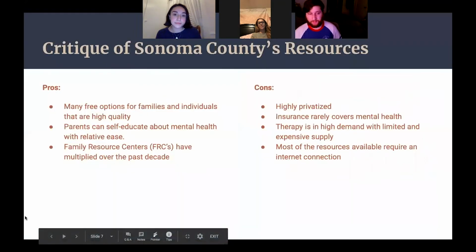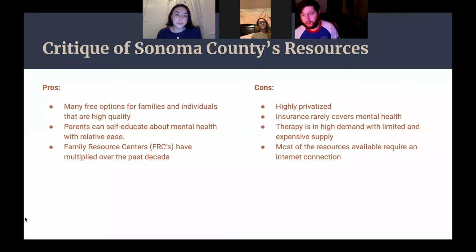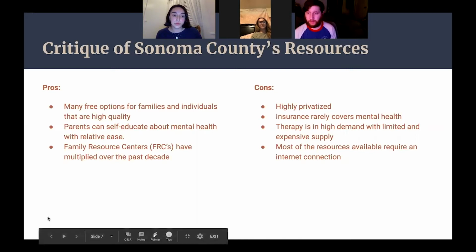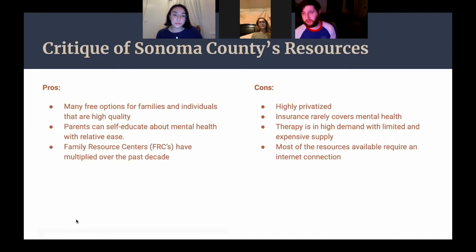challenges. And then in our critique, we found that the pros of Sonoma County's resources are the many free available resources that are quite good, the self-education potential for parents, and the family resource centers that abound in the area. The cons mostly being that there's a lot of highly privatized therapy and communication for children, as well as most of the resources require internet.